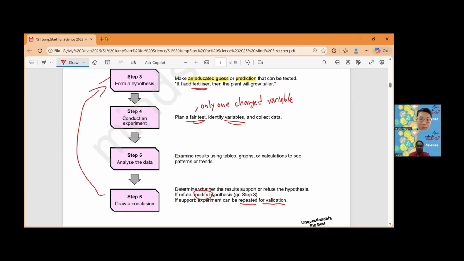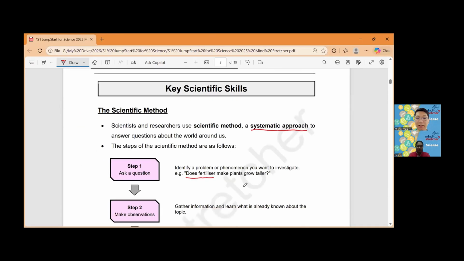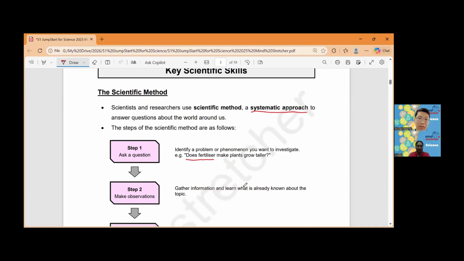You jump back, like snake and ladder, just jump back. You jump back to step three, come up with a new hypothesis or modify your hypothesis, then do the experiment and repeat. Okay? So this is the scientific method, and this is the standard that has been used in the scientific community.